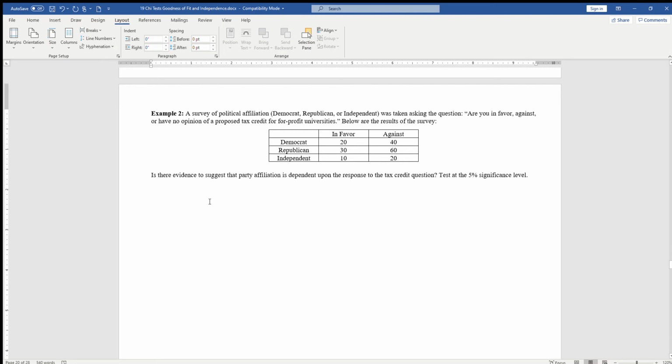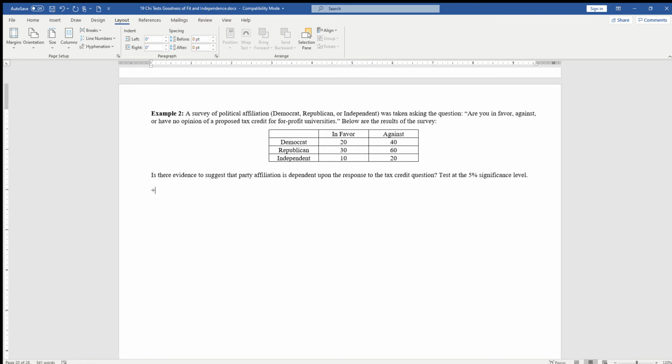All right, one last example of the chi-square test, another test of independence. So let's say we have a survey of political affiliation asking the question, are you in favor, against, or have no opinion of a proposed tax credit for profit universities? And below are the responses. What we're trying to determine is whether party affiliation is dependent upon the response. And we're going to test this at the 5% significance level.